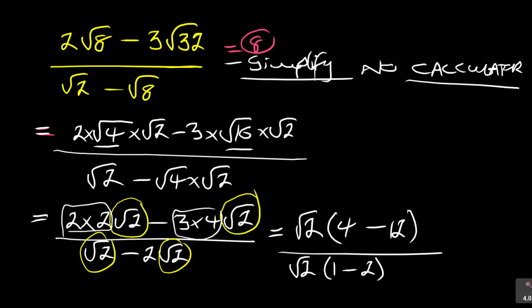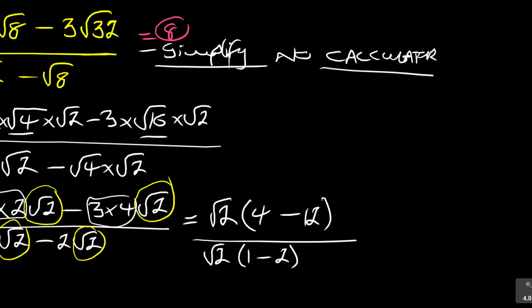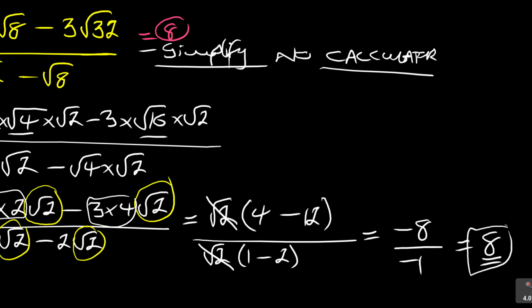Okay, so when you continue, remember the answer was 8. The question is, where did they get the 8? Which is equal to, that's where this cancels, you see now? And then 4 minus 12, it's negative 8, over 1 minus 2 is negative 1. Then the answer becomes what? The answer becomes 8.